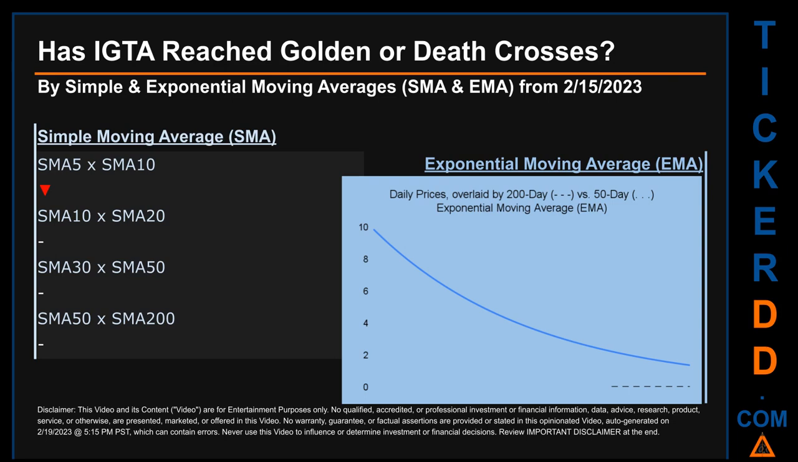Continuing with SMA, we looked across the 5 to 10, the 10 to 20, and the 30 to 50-day ranges to see if golden and death crosses had been reached. We found a death cross signal for the 5 to 10. We could find neither a golden cross nor a death cross signal for the 10 to 20, the 30 to 50, and the 50 to 200.